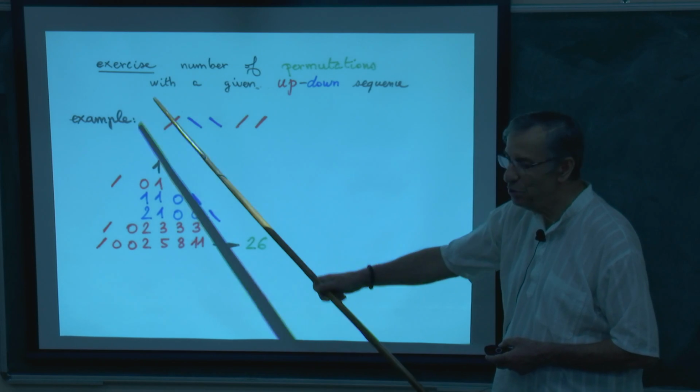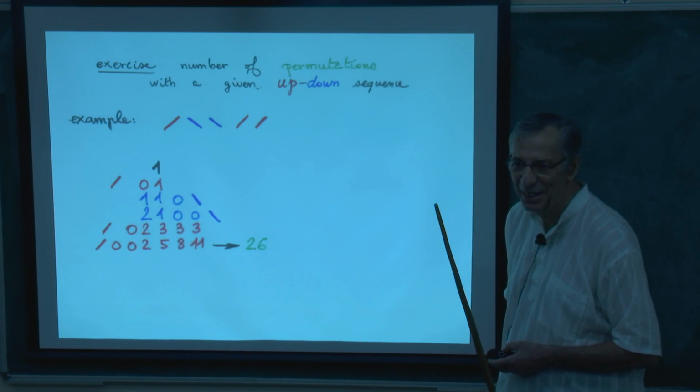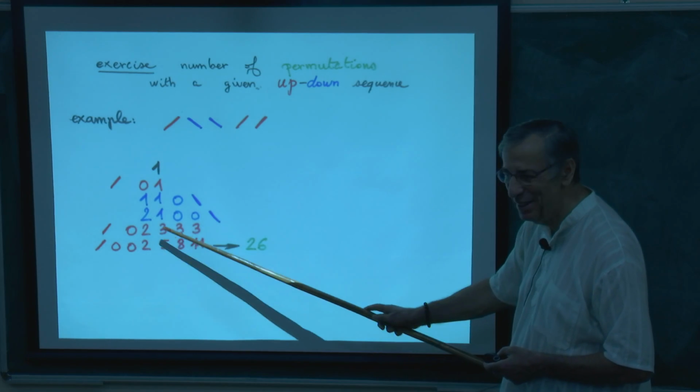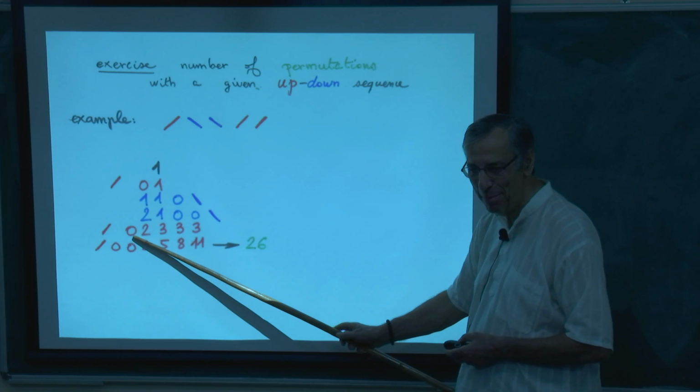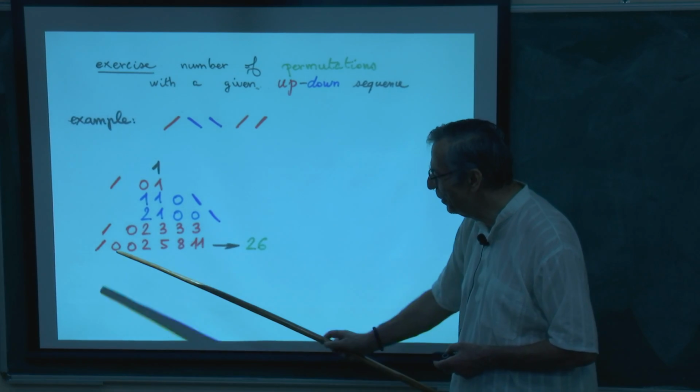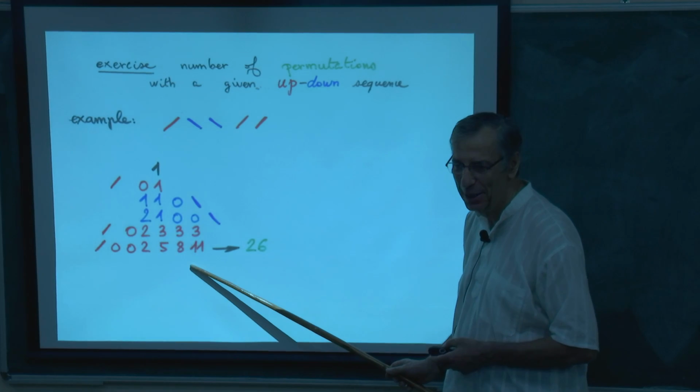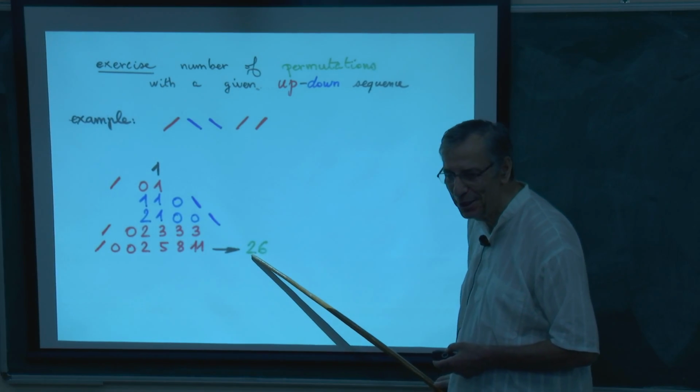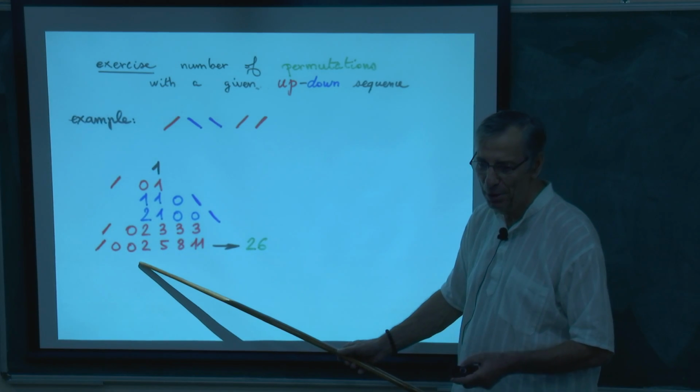So the exercise is to prove that this gives you the right count. And what does the number here mean? It's going to count the number of permutations with the given up-down sequence according to something. I give you the hint: I am counting the 26 permutations according to the value of the last letter.